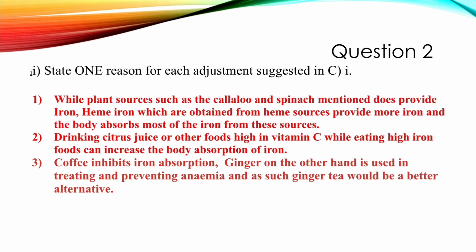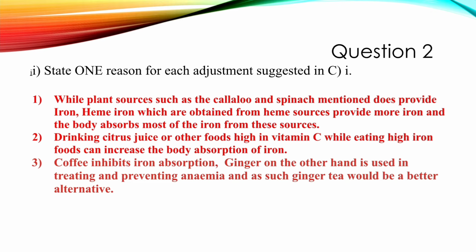For the second adjustment, which would have suggested that she should replace the milk with a fruit juice or a beetroot juice, the reasoning behind that is that drinking citrus juice and other foods that are high in vitamin C while eating high iron foods can increase the body absorption of iron. And to add to that reason, calcium actually inhibits the absorption of iron. So actually consuming the vegetable juice or the fruit juice would be a better alternative.